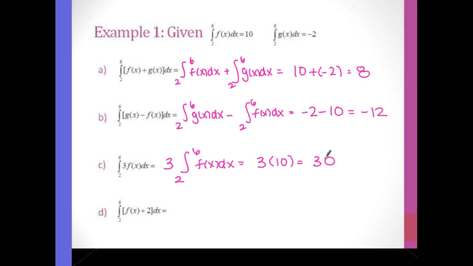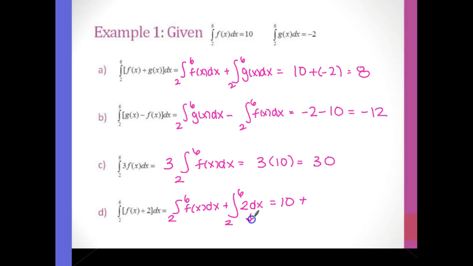Okay? Example D. So again, we have a summation of two parts. So what we're looking at is the integral from 2 to 6 of f of x dx plus the integral from 2 to 6 of 2 dx. So we were given that the integral of f of x dx from 2 to 6 is 10. What do you know about an integral of 2? Well, 2 is what type of function?